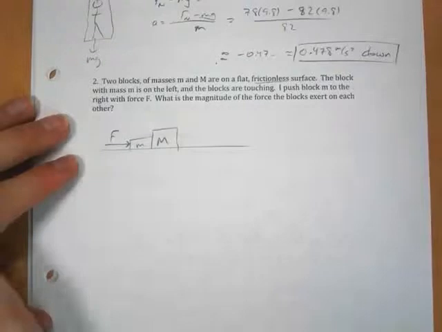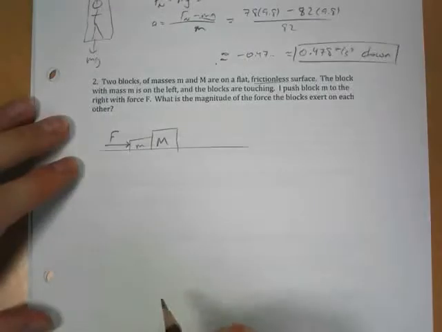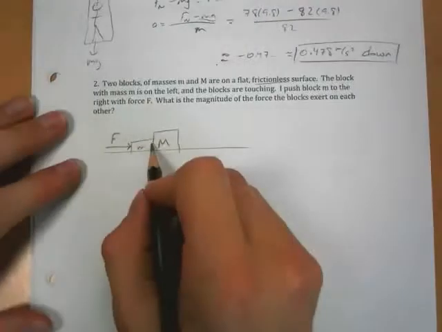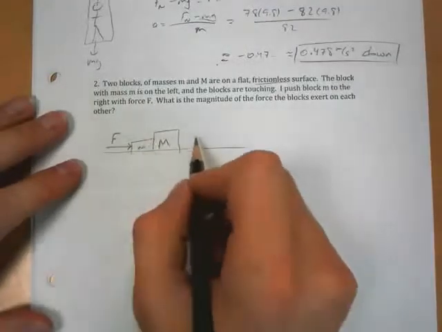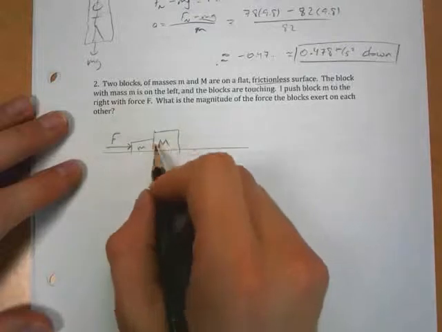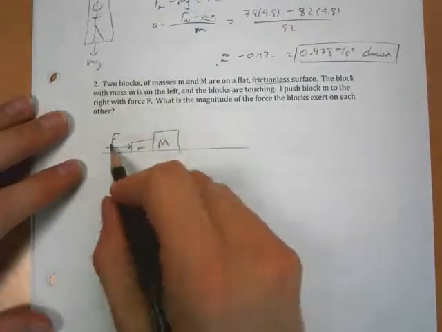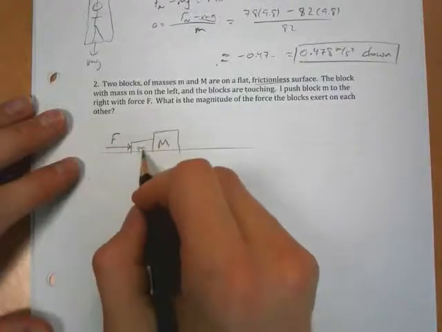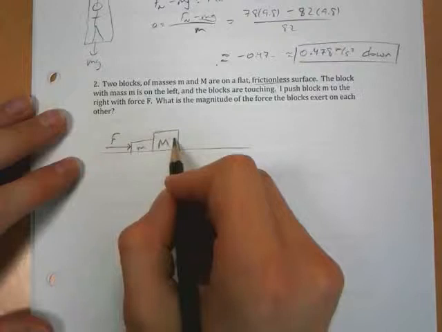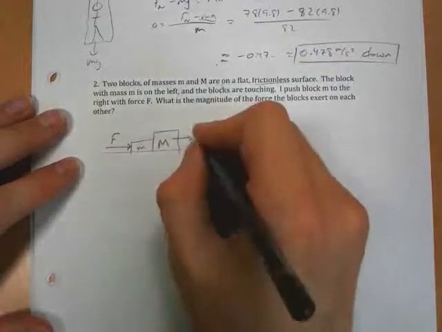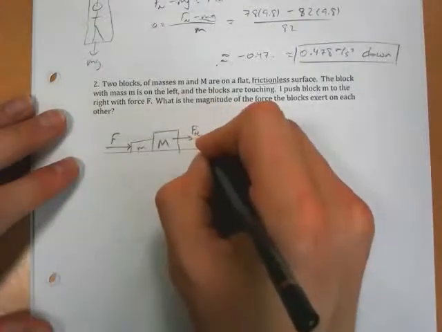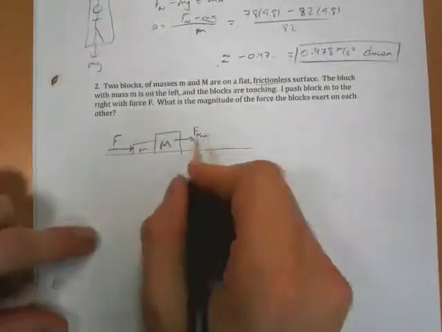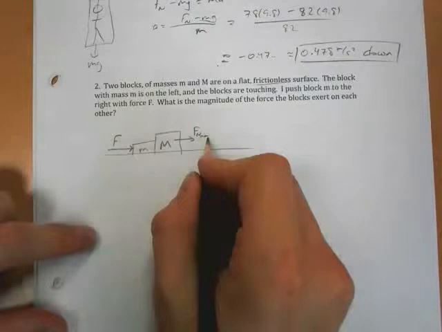What is the magnitude of the force the blocks exert on each other? So, now we all know that in this situation both blocks would be pushed to the right. But what is actually pushing block M to the right? Well, you might think, oh, I am. Well, that's not entirely true. You're pushing block little m, and little m is exerting a normal force on big M.